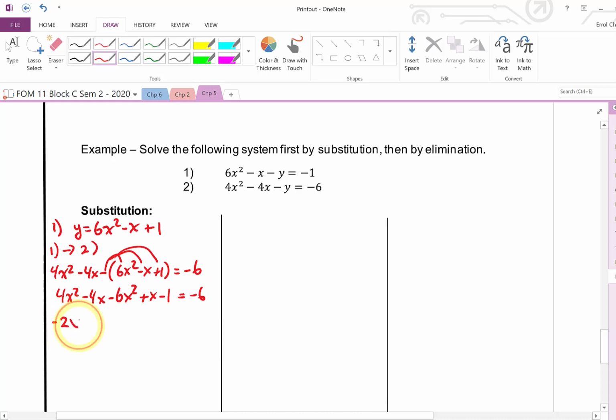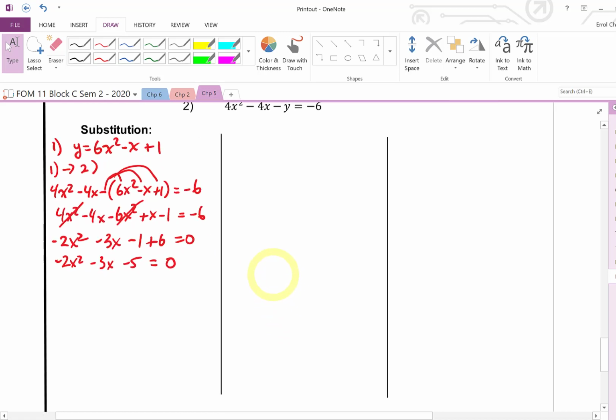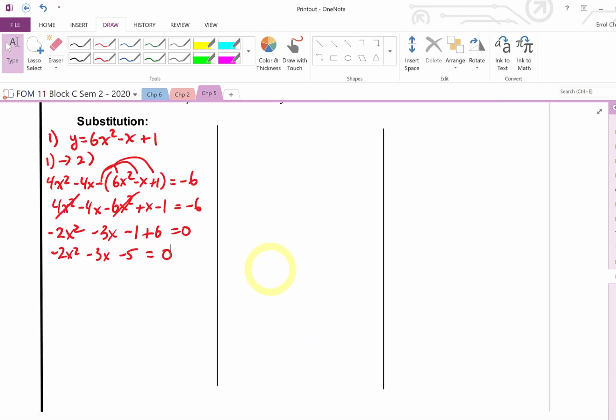So now I have negative 2x squared. I'm going to cancel these terms out because I don't want to see them anymore. Negative 3x, negative 1, positive 6 is equal to 0. So let's take a look. Negative 2x squared, negative 3x, negative 5 is equal to 0. Now, is this factorable? We'll see. I'm going to multiply by negative 1 throughout the whole thing. So this becomes 2x squared, positive 3x, positive 5 is equal to 0.